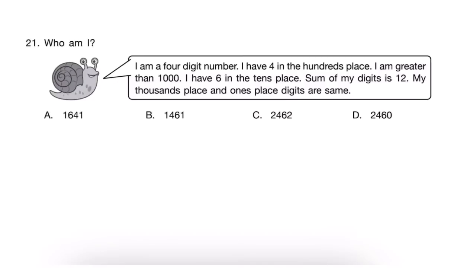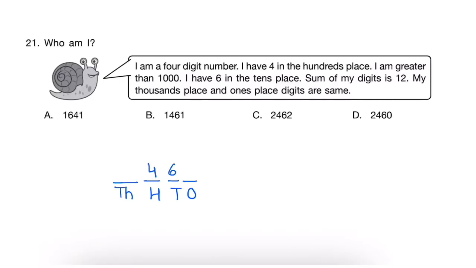I am a 4-digit number. Ones, tens, hundreds, thousands. I have 4 in the hundreds place. I am greater than 1000. I have 6 in the tens place. Sum of my digits is 12. My thousands place and ones place digits are same.